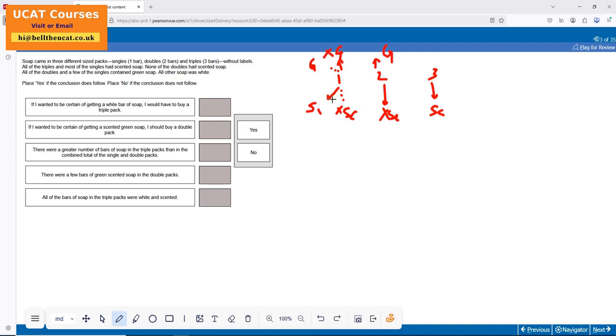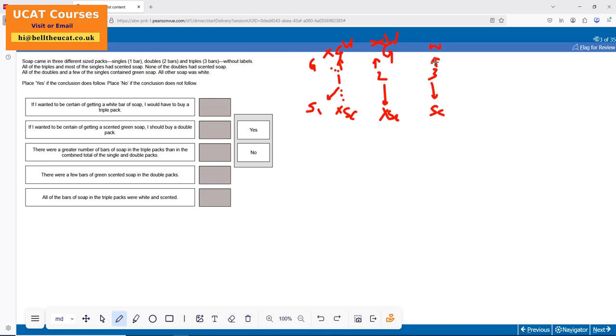Bravo. All of the soap are white. So that means this has to be white, this has to be white. He can't be white. Boom. If I wanted to be certain of getting a white bar of soap, I would have to buy a triple pack.